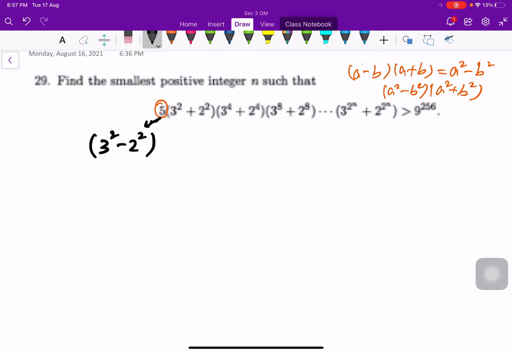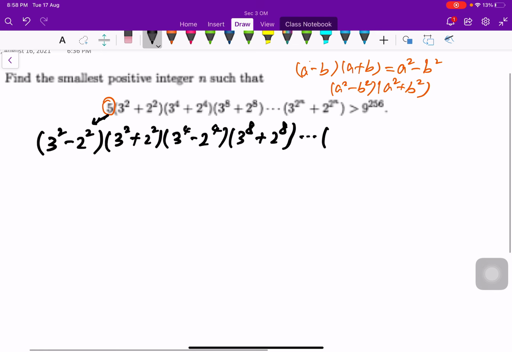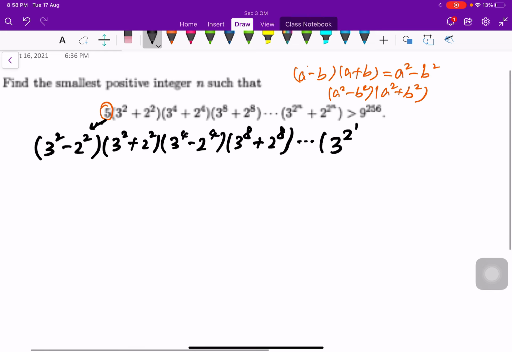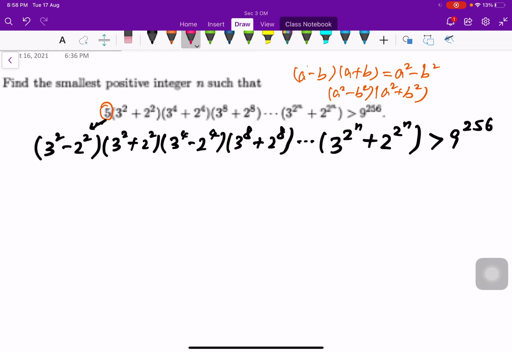Therefore, your 5 becomes 3 squared minus 2 squared, and then combine with 3 squared plus 2 squared, and then continue: 3 to the power 4, 2 to the power 4, right? And then 3 to the power 8 plus 2 to the power 8. And then it goes all the way to 3 to the power 2 to the power n plus 2 to the power 2 to the power n, and then this is going to be greater than 9 to the power 256. All right. Therefore, can you see that now you can combine them?